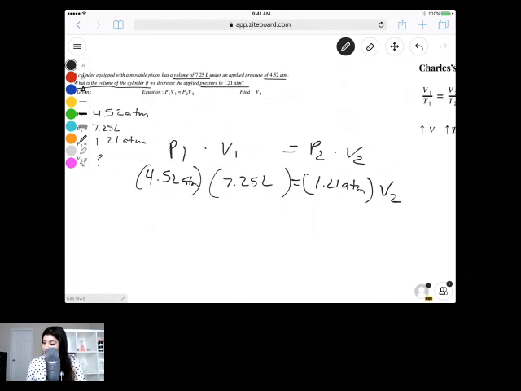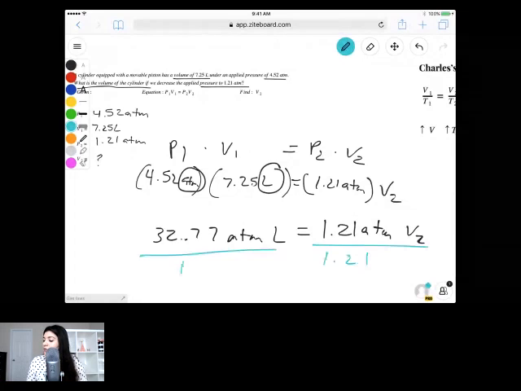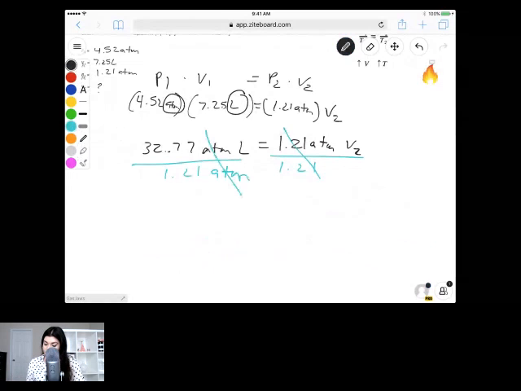I'm going to multiply these two values together. So 4.52 times 7.25 will give us 32.77. And for now, I'm just going to show that we have atmospheres times liters because we can't combine those. We can't really do anything with them, just put them together. And then I'm going to divide over the pressure and solve for the volume. So dividing this over, we'll get 1.21, 1.21, dividing those cancel. And we are dividing atmospheres, so the atmospheres will then cancel. And we will be left with liters, since that's what we're solving for.